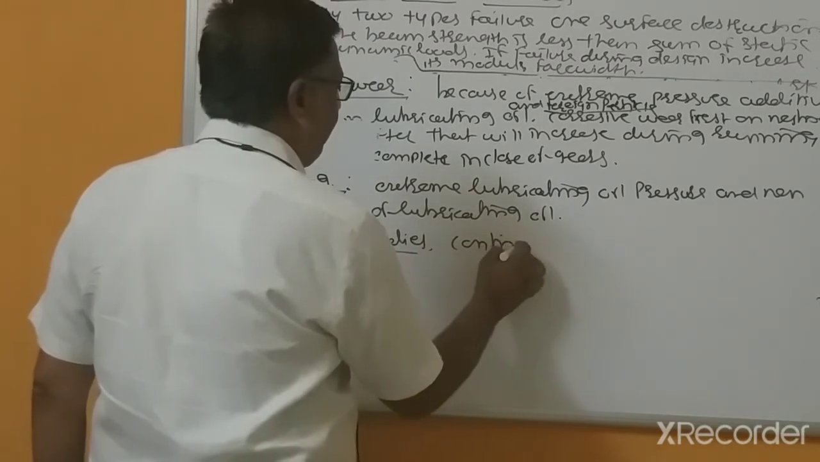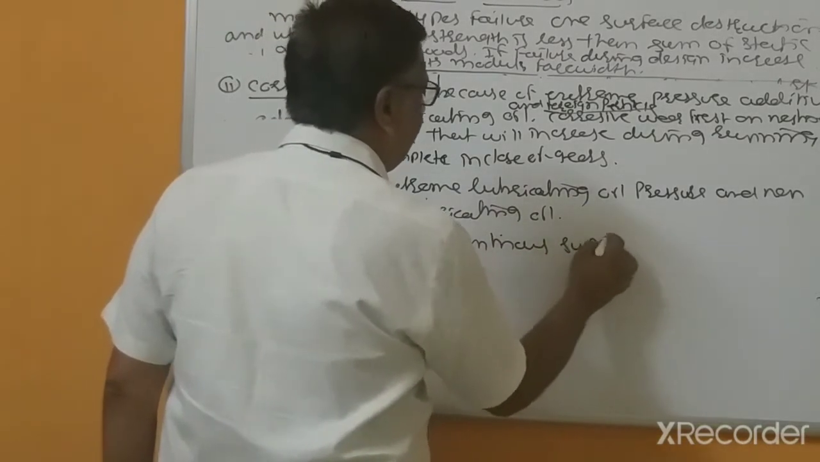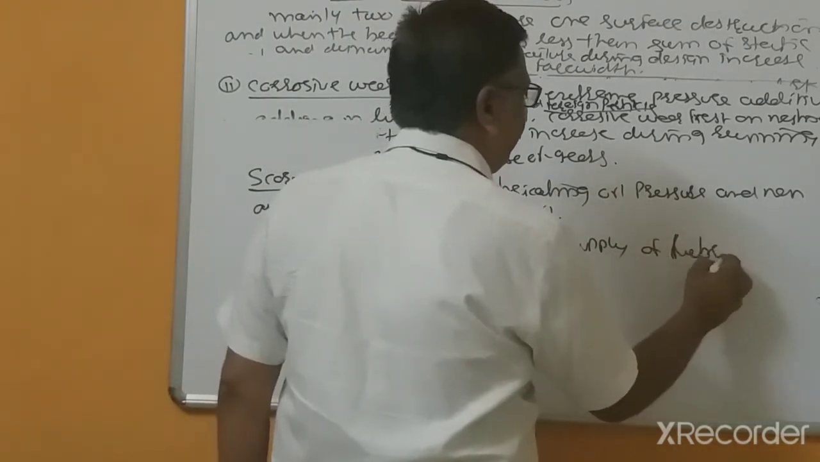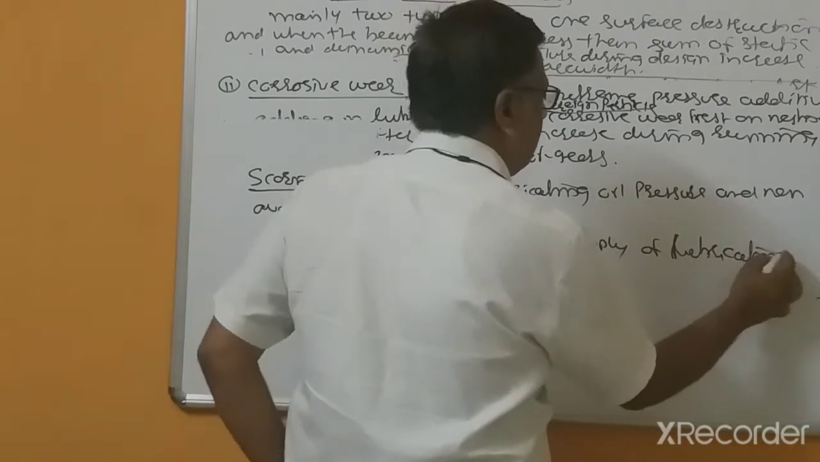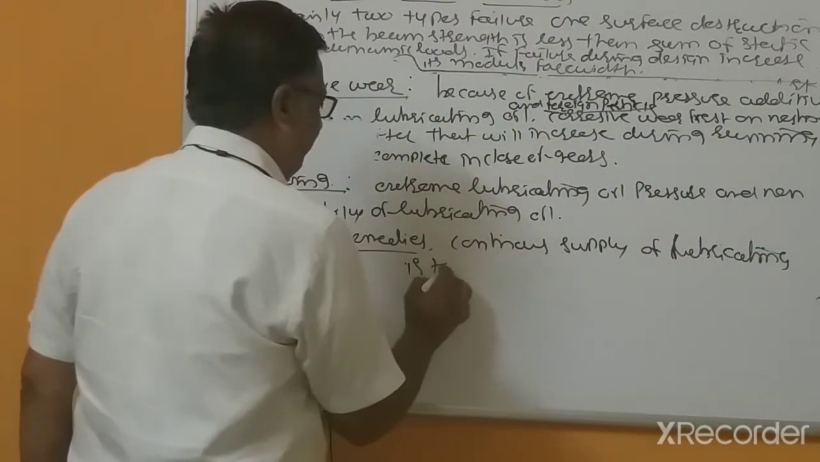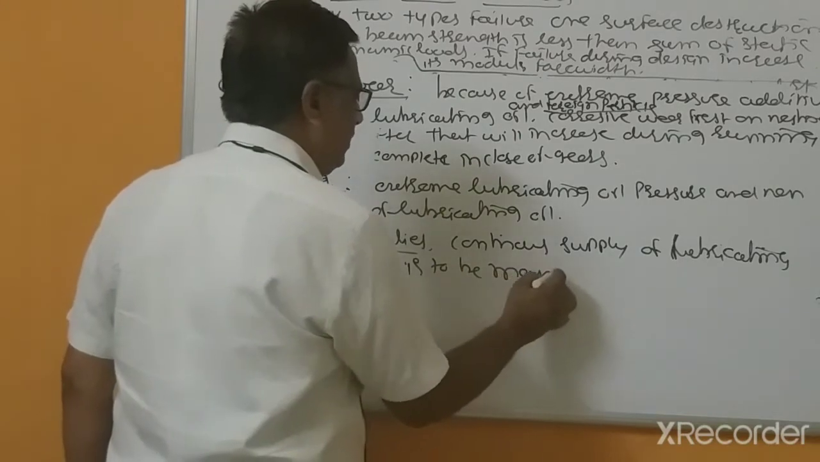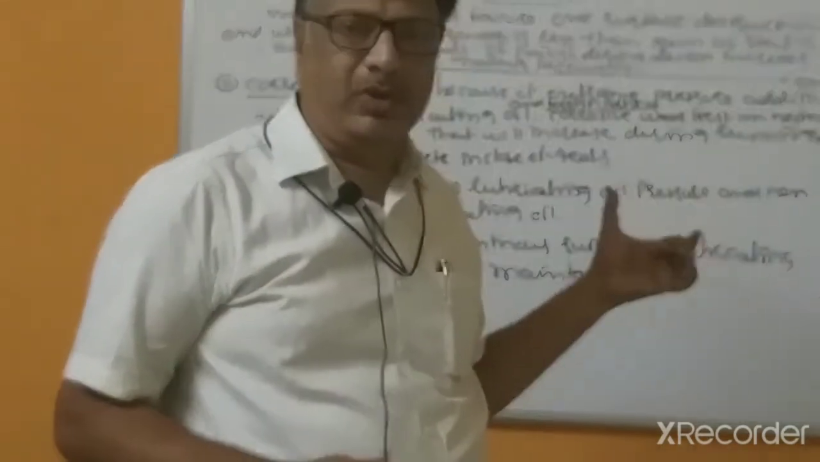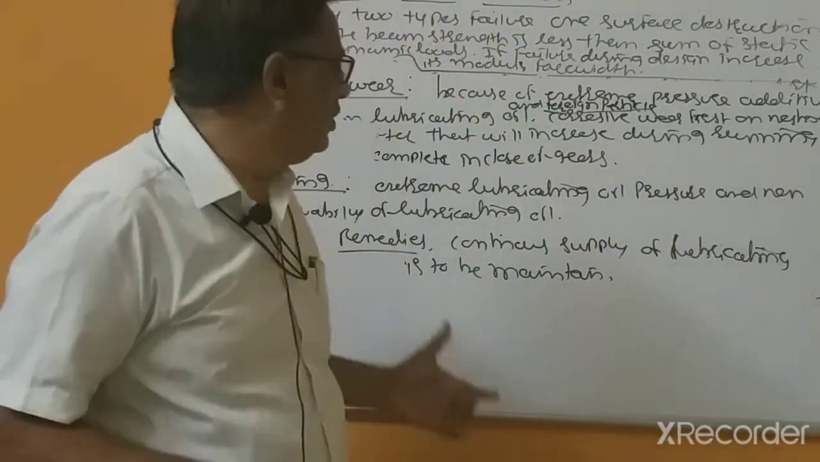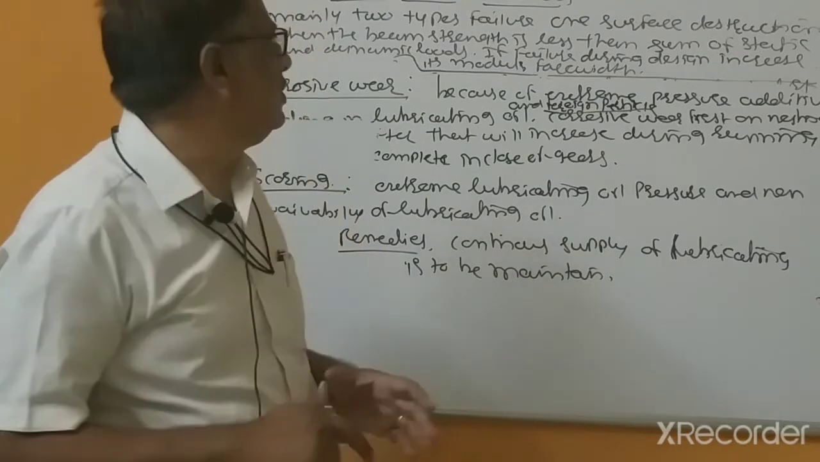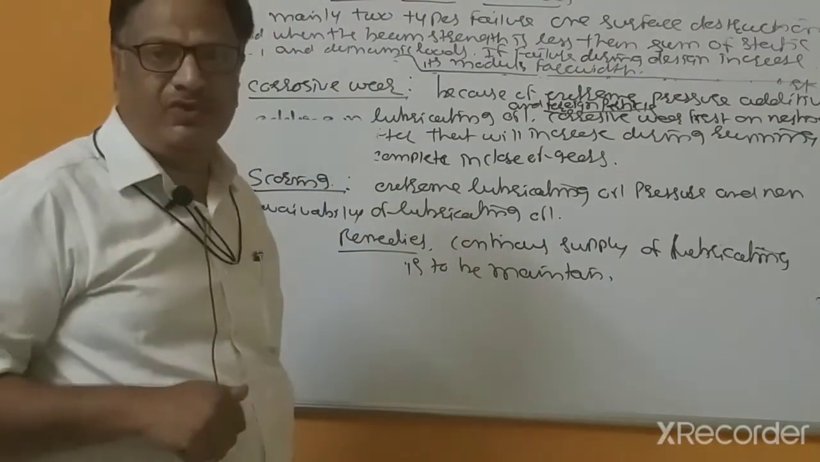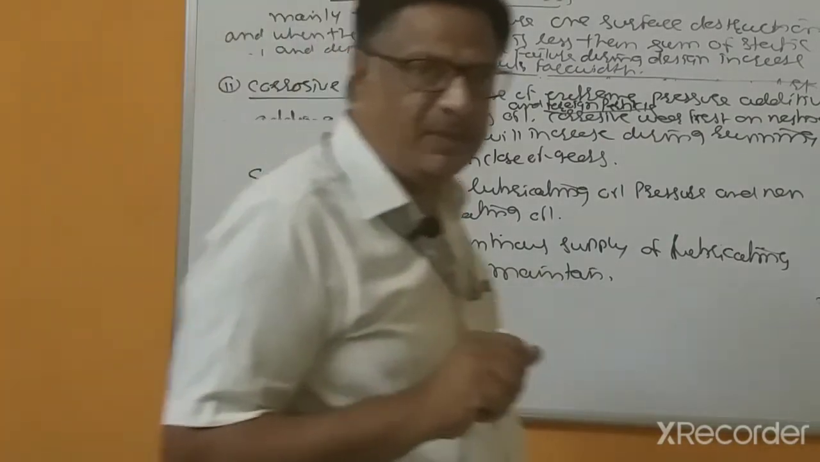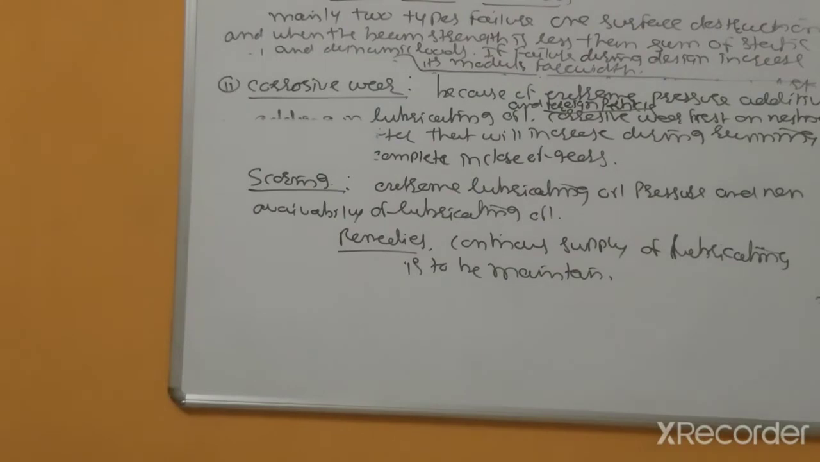Continuous supply of lubricating oil is to be maintained. So to avoid scorings, continuous supply of the lubricating oil is to be maintained during the running conditions of the gears. So these are the 5 types of the gear tooth failures. Now I think you can better understand what are the different types of the failures.